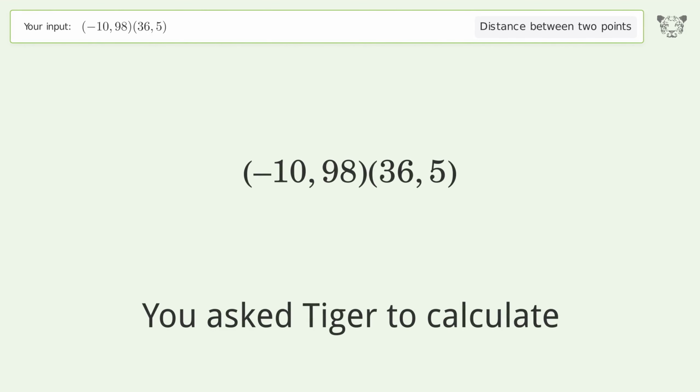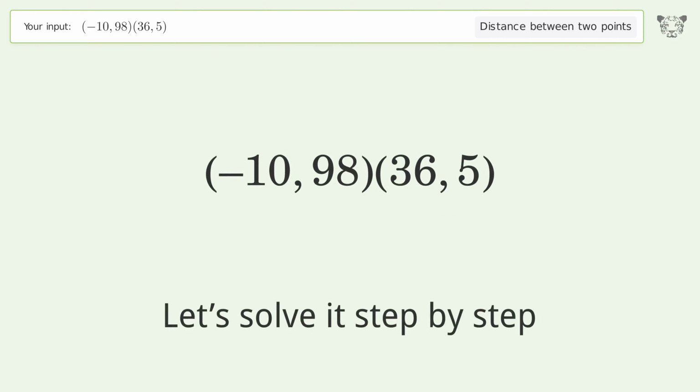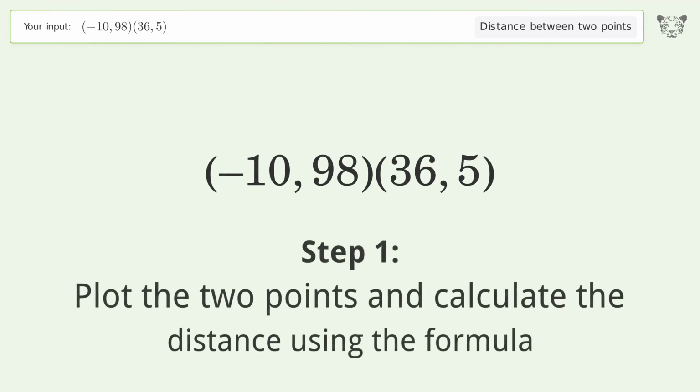You ask Tiger to calculate. This deals with the distance between 2 points. The distance between the 2 points is the square root of 10,765, or 103.755. Let's solve it step by step. Plot the 2 points and calculate the distance using the formula.